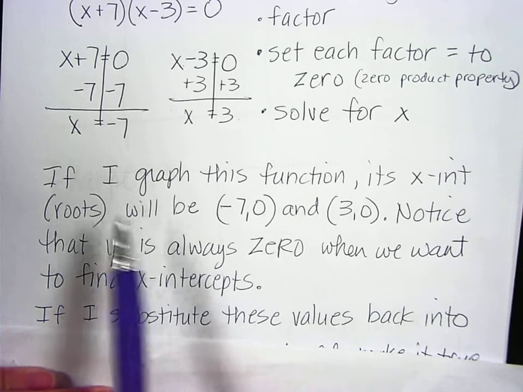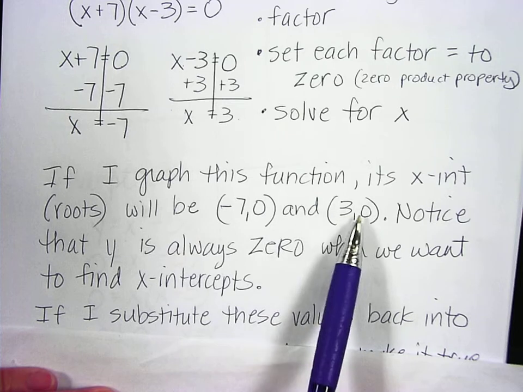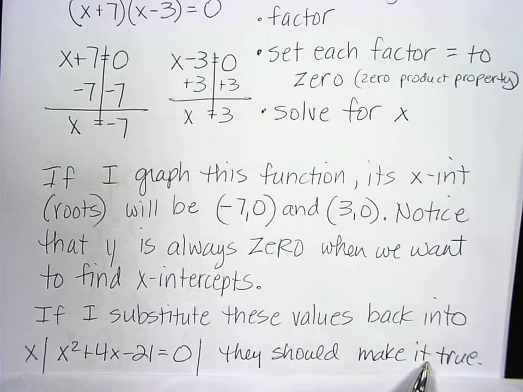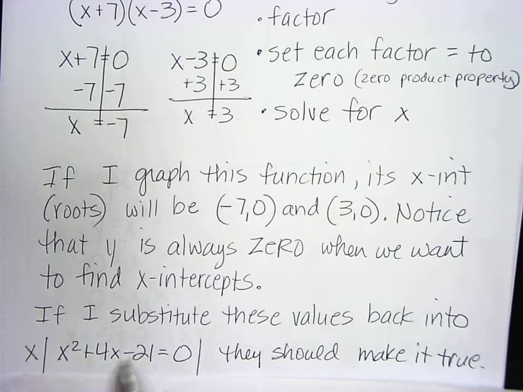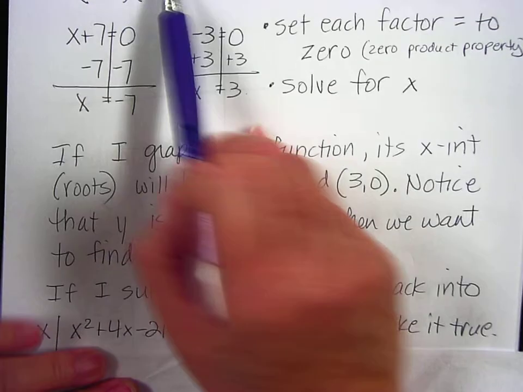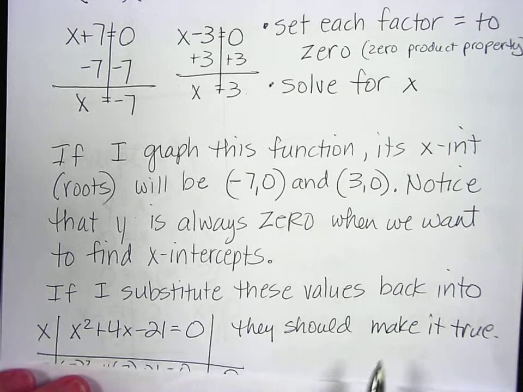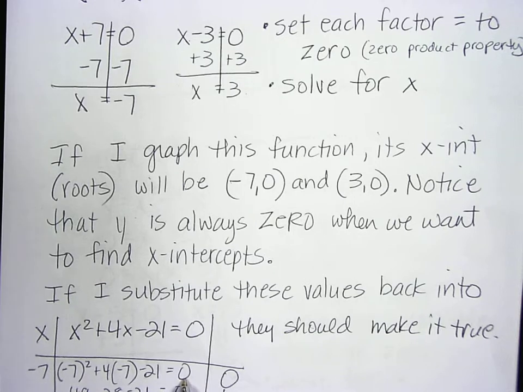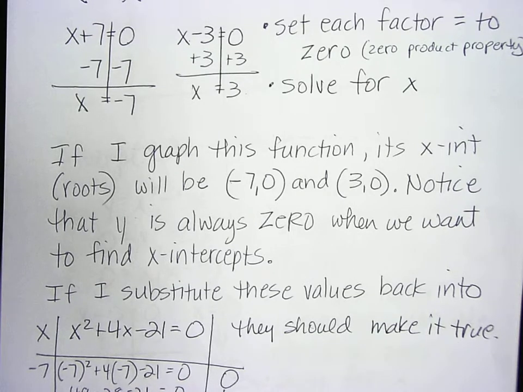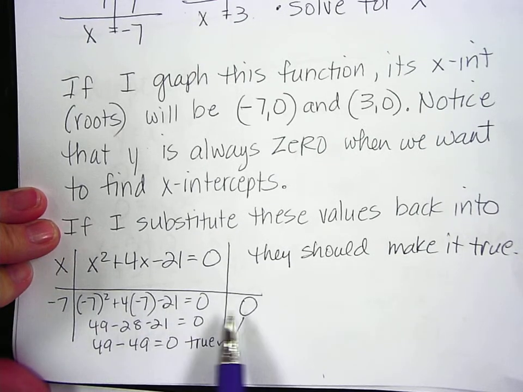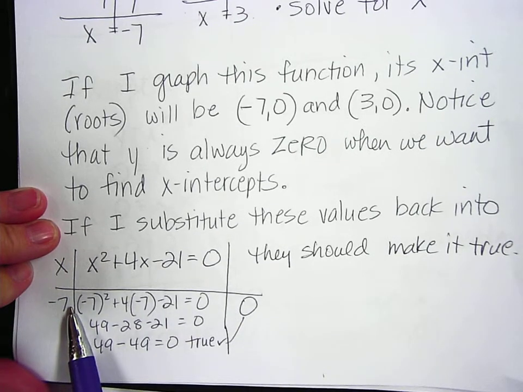If I substitute these values back into my original equation, they should make it true. Here's my original equation from up above: x squared plus 4x minus 21. And if I plug in negative 7 for x, that will in fact, when you simplify this, make y equal to 0. So this is in fact an x-intercept.